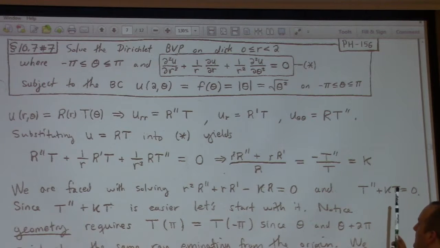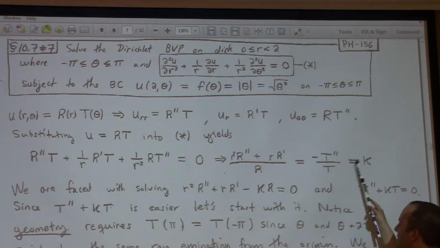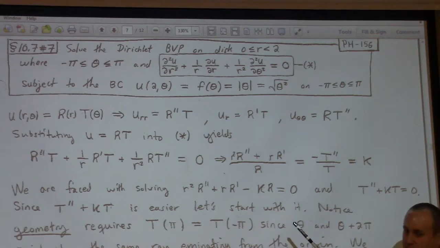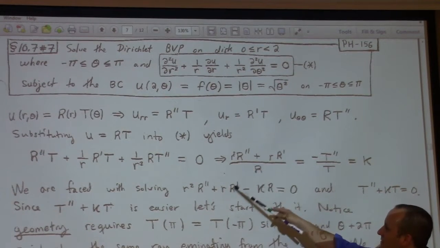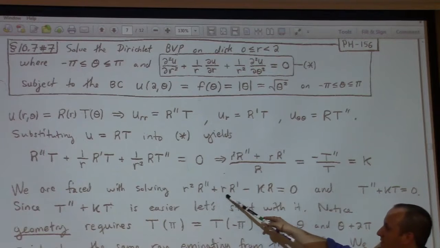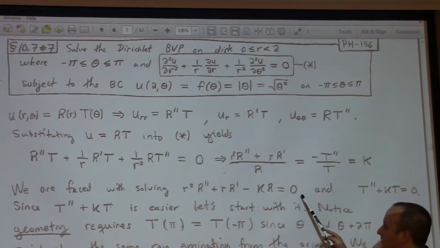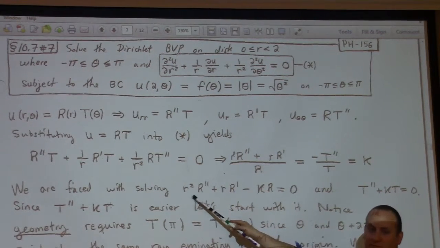That's fine. So the theta function is not too exotic. That's just a constant coefficient ODE. But the radial one, look at that. R squared R prime prime plus R prime minus kR equal to 0. Do you recognize this? Do you remember what this is?